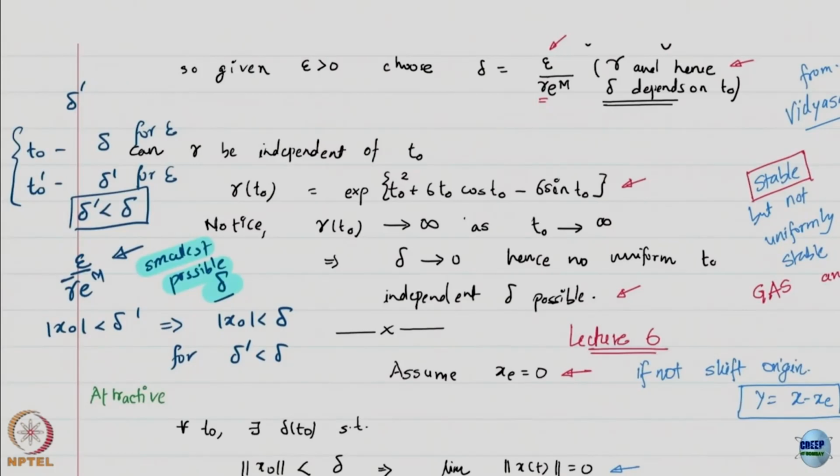Now, I want to make this delta independent of T0. So, that is the question I ask here. Can gamma be independent of T0? Because that is the only T0 dependence, right? Nothing else depends on T0, only gamma. So, if I want to make delta independent of T0, I need to look for ways to make gamma independent of T0.